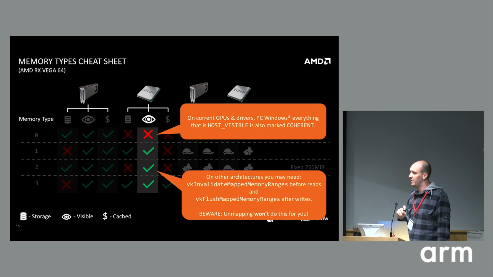And the same goes for reads that you want to do. So you need to invalidate those ranges before you read them to make sure that you're not reading any stale stuff out of your caches. And just be aware that unmapping buffers will not do this for you. You have to manually do this. So currently for PC Windows developers, this is okay, but things change. So just be aware of these chaps here.